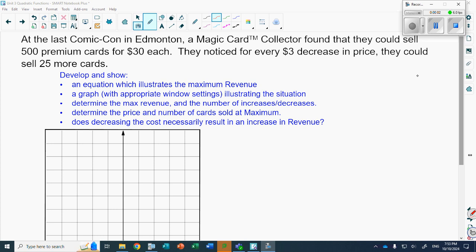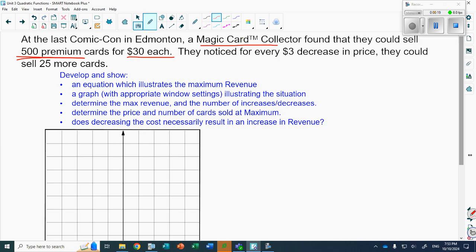Okay, I want to try another revenue question. This one's kind of interesting. I was at Comic-Con in Edmonton and I saw that there was a Magic card collector there. And I thought that was kind of interesting. He told me that he actually sells about 500 cards a day for approximately 30 bucks each.